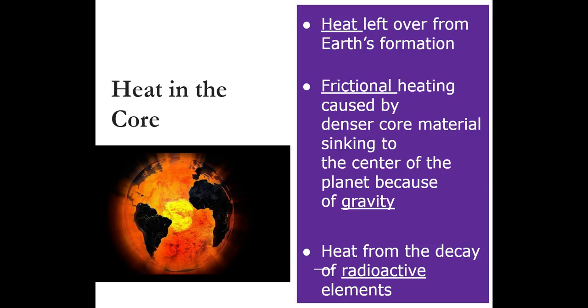All right, so there is heat in the core, and why is it hot in the core? It's so deep down there. How does it get so hot? Well, this is left over from the formation of the Earth. A lot of friction has happened because the Earth is spinning. The inner core and the outer core are still spinning. The denser core materials have sunk to the center of the planet because of gravity.